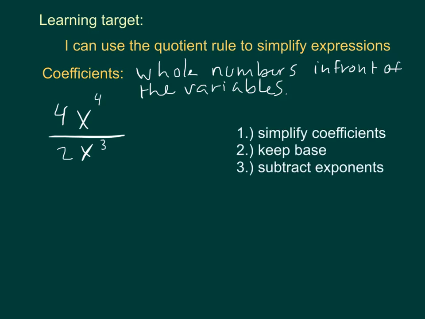Okay, so here are your 3 steps. You're going to simplify coefficients, you're going to keep your base, and subtract the exponents. These steps look very similar to the product rule. The only difference is that instead of adding your exponents, you are going to subtract them.